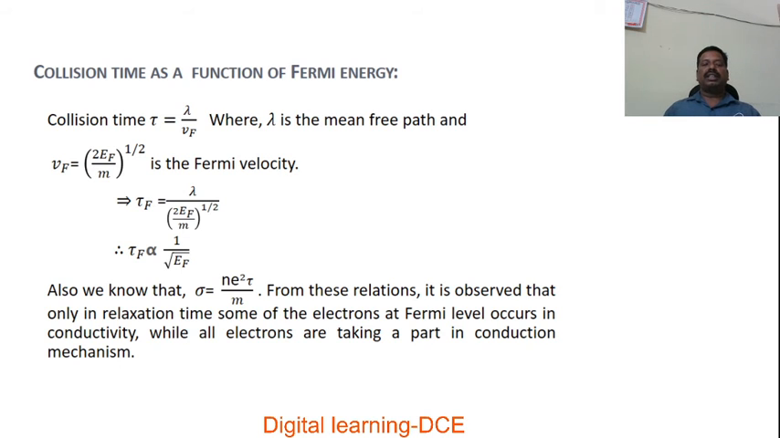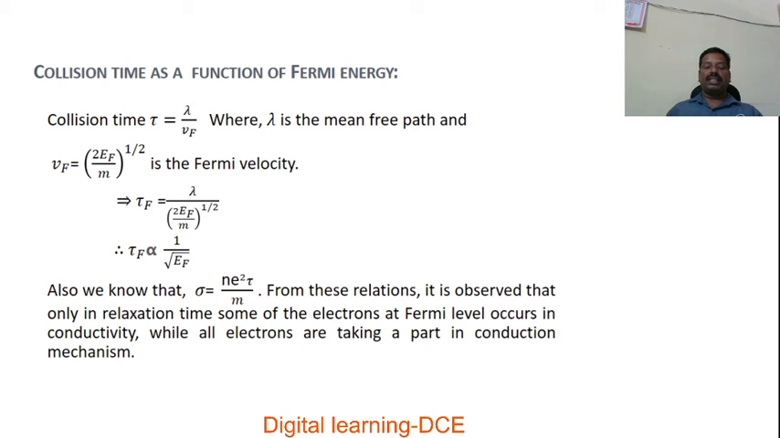Also we know that electrical conductivity sigma is equal to Ne squared tau by m. From the electrical conductivity expression and this relation between relaxation time and Fermi energy, it is observed that only some of the electrons at the Fermi level or Fermi surface occur in conductivity, while all electrons are taking part in the conduction mechanism.